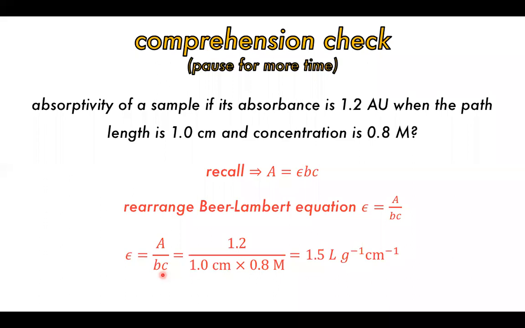So we plug in our values here, and just put it in the calculator and get 1.5 liters per gram per centimeter. And that will do us for the first part of this.